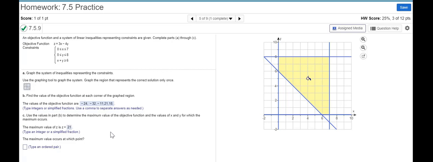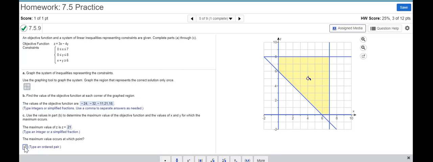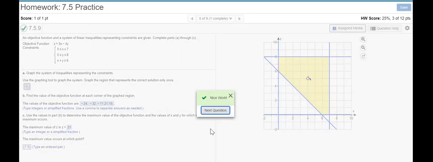So this is my maximum value. Now they're asking us which point on the graph generated that value. So when did we get the 21? And so that was at this point here. If you remember when we plugged in the 0 for the y and the 7 for the x, that's what gave us the 21. So we want to put in that order pair, and that's going to be the order pair 7, 0. Remember when you're doing this, that the x value always goes first. So that's the order pair 7, 0, and nice work.